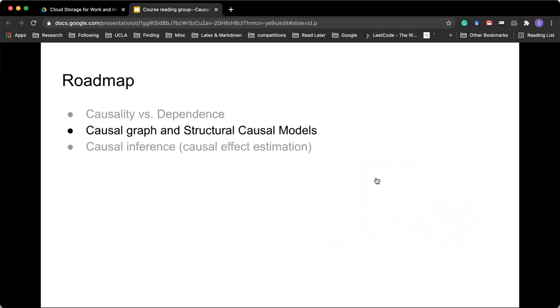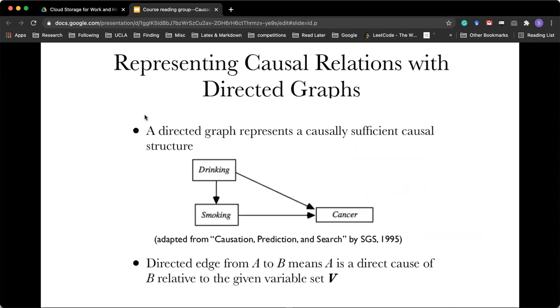And then the second part is about the causal graph and the structural causal model. This is more related to the graphical model discourse. First, we know the causal relations between some variables, then we need some way to represent the causal relation.